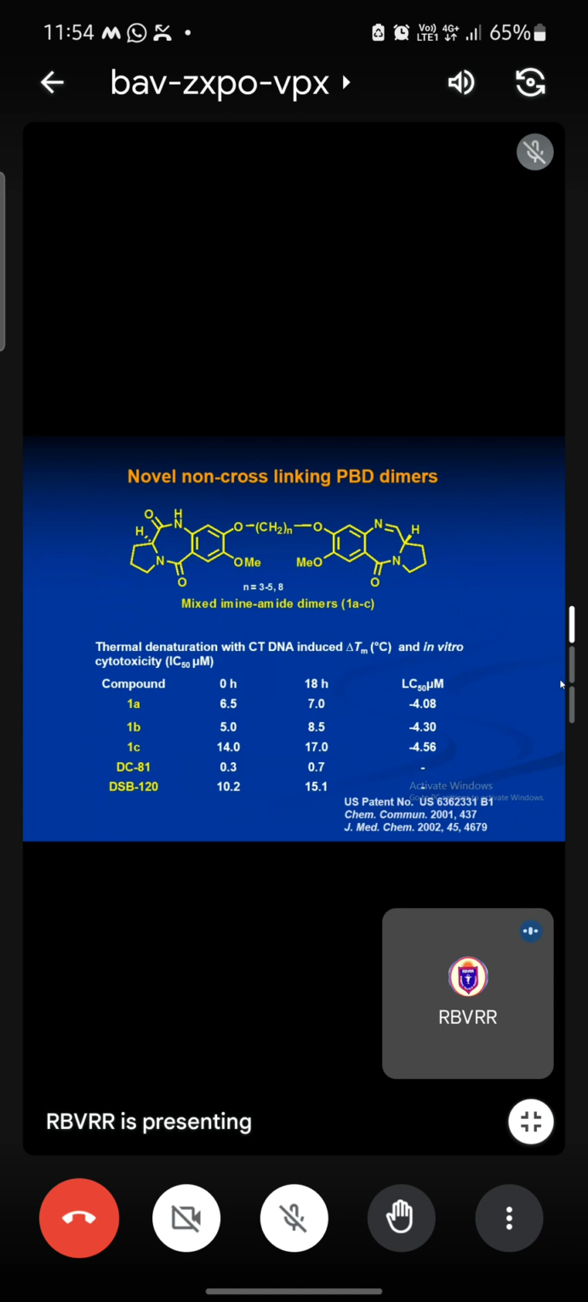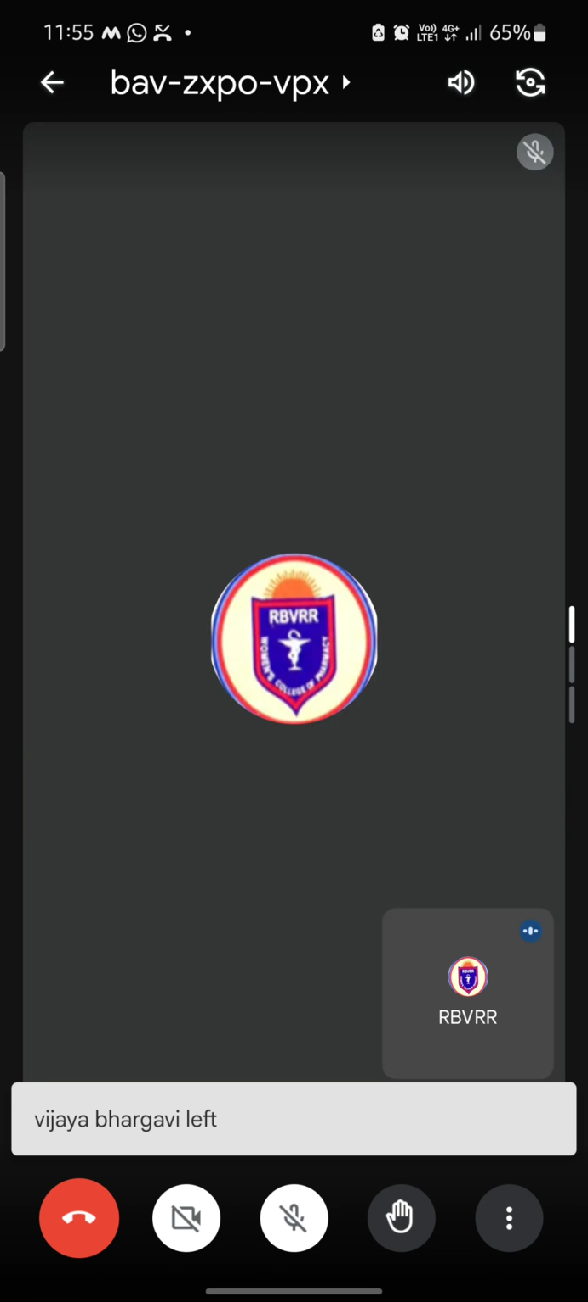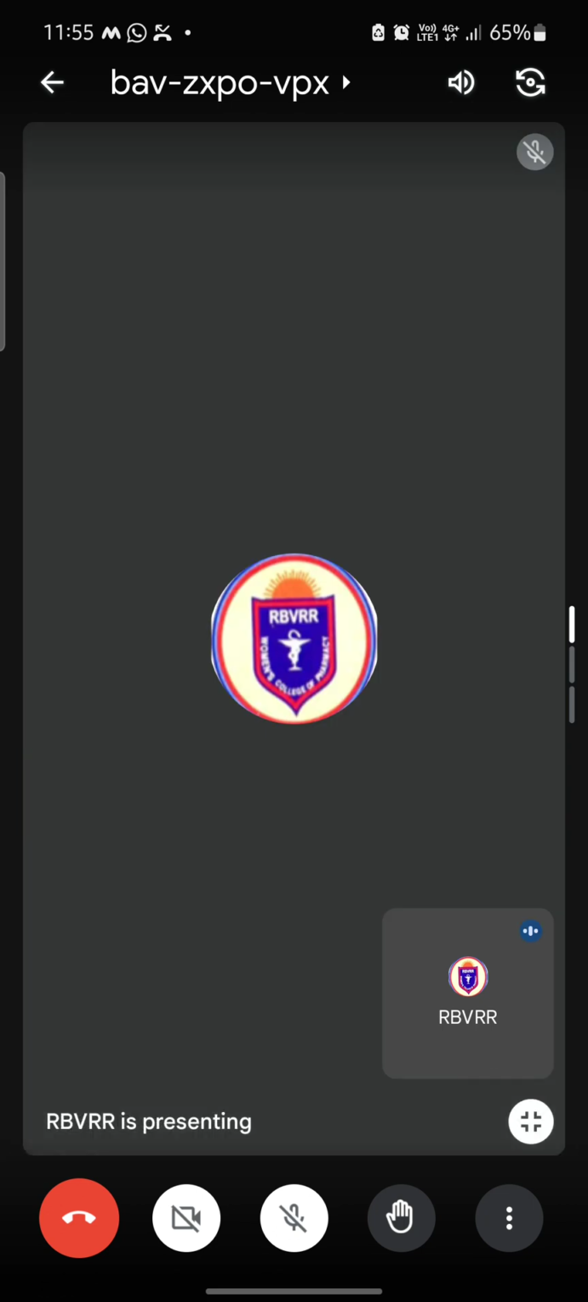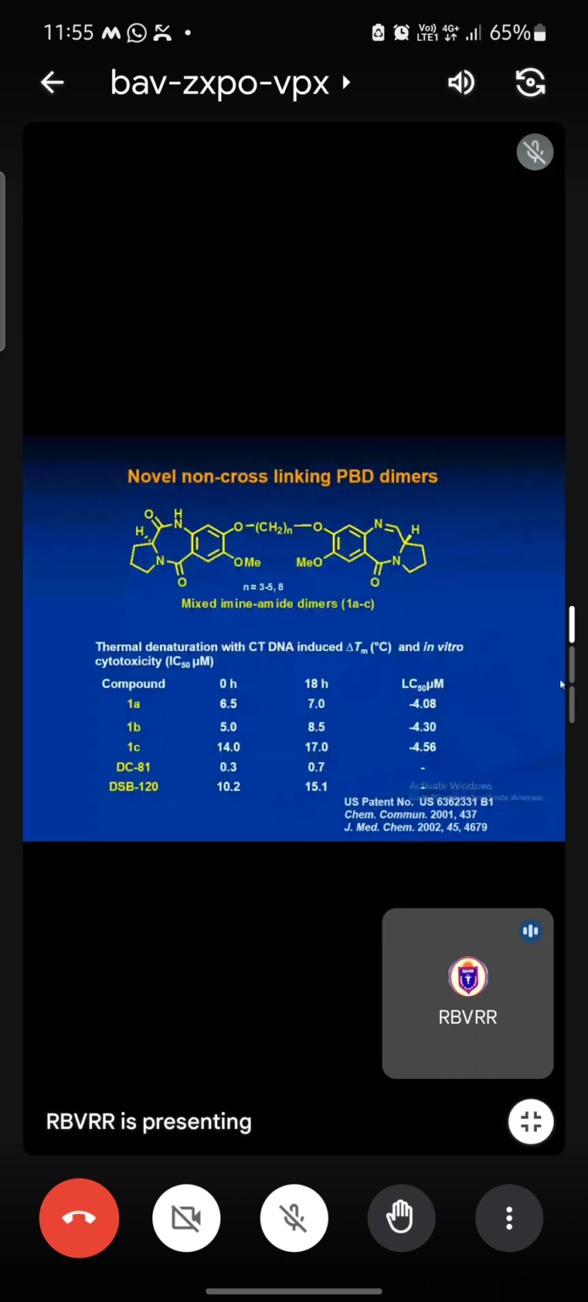Now, when we were trying to understand whether this cross-linking is happening, and whether it is the only thing giving this enhanced DNA binding ability, or whether it is something different, we thought of synthesizing molecules where one ring will have an imine in this dimer and the other one will not. That way, without cross-linking, we could see how effective such molecules could be. These we call the mixed imine-amide dimers. And even with these molecules, one of them, based on the spacer length, had very good DNA binding affinity.